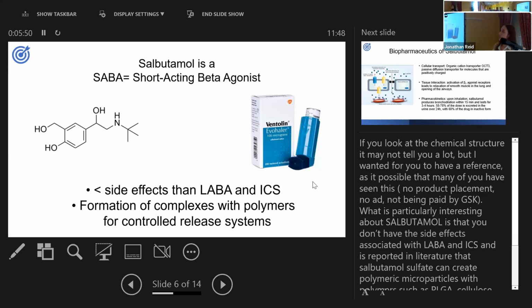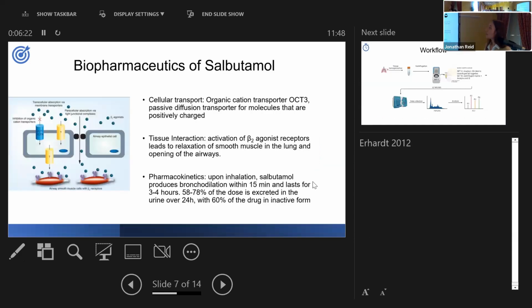Another fascinating thing about salbutamol is that it is quite a tunable molecule. It is reported in literature that it can form complexes with polymers for controlled release systems. So it can be encapsulated into chitosan nanoparticles, PLGA, and this actually means new drug delivery systems for salbutamol. A little bit about the biopharmaceutics of salbutamol.